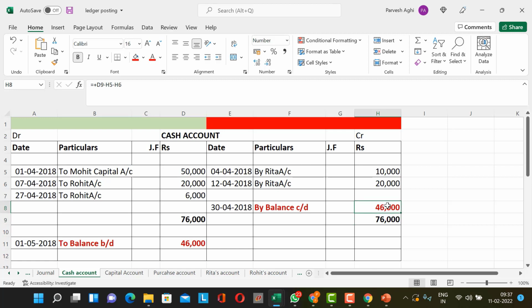Now this balance is carried forward to the next month. So on 1st of April 2018, the balance would be 46,000. The cash balance is a debit balance, so that's why it will come here. Ultimately it will be brought down, and whenever we make a trial balance, this will be the amount we will be taking to the trial balance.